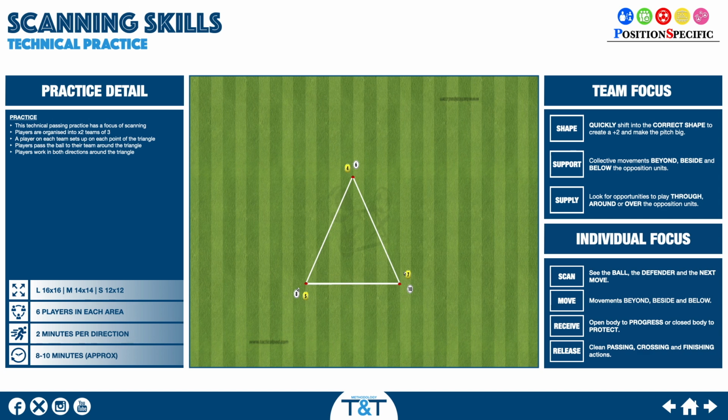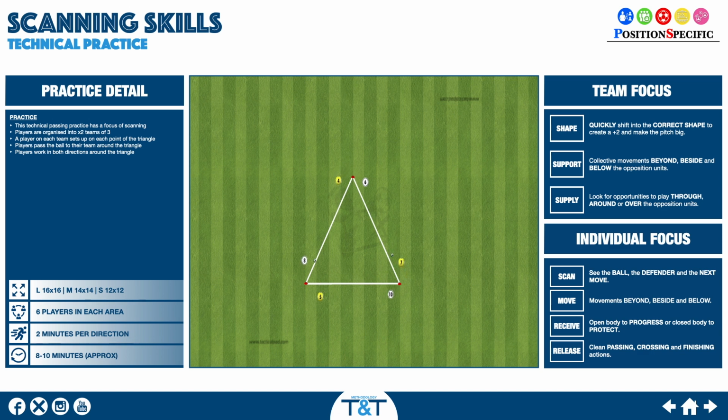So really simple. This technical passing practice has a focus on scanning. Players are organised into two teams, and you bib up the two teams. In this picture you've got a white team and a yellow team, and all they're going to do is move the ball around the triangle, going the same way as the other team. The whites are going to pass the ball clockwise around the triangle, and the yellows are going to do exactly the same thing. Then you work 2 minutes in one direction, and 2 minutes in the counterclockwise direction.